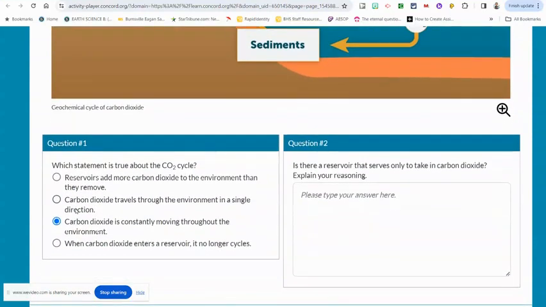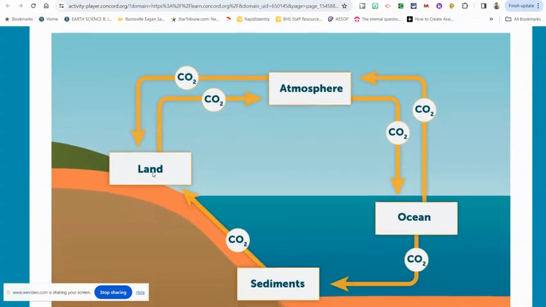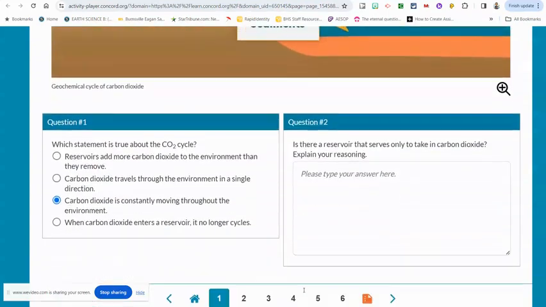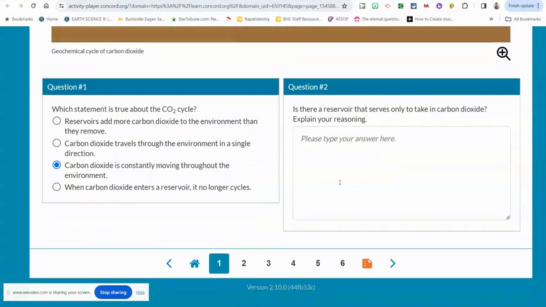throughout the environment. Then question two, is there a reservoir that serves only to take in carbon dioxide? Explain your reasoning. So reservoirs are these. Land is a reservoir. Atmosphere is a reservoir. Ocean and sediments. A reservoir is a place where stuff is contained. So the question is, is there a place where carbon dioxide is contained where it never leaves? By looking at this, you should look to see if there are any outflow arrows. You should notice that every one of these four reservoirs has an arrow moving out of it. So the answer should be that no, there is no reservoir that serves only to take in carbon dioxide.